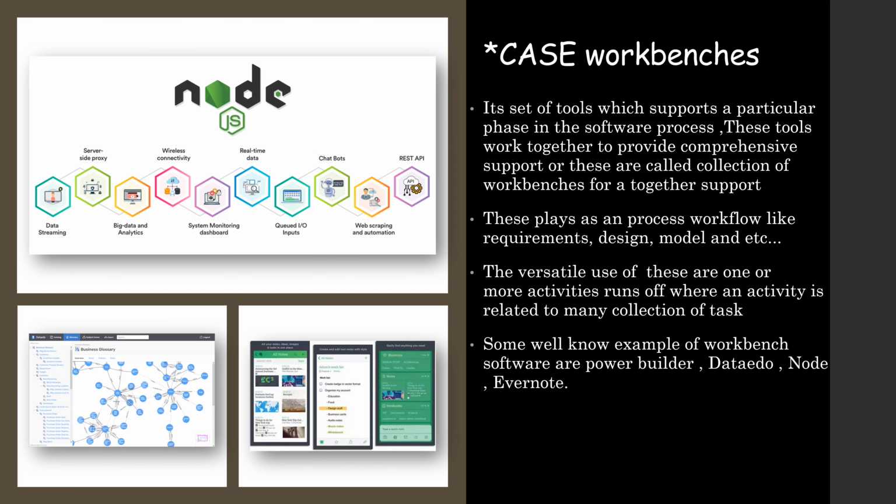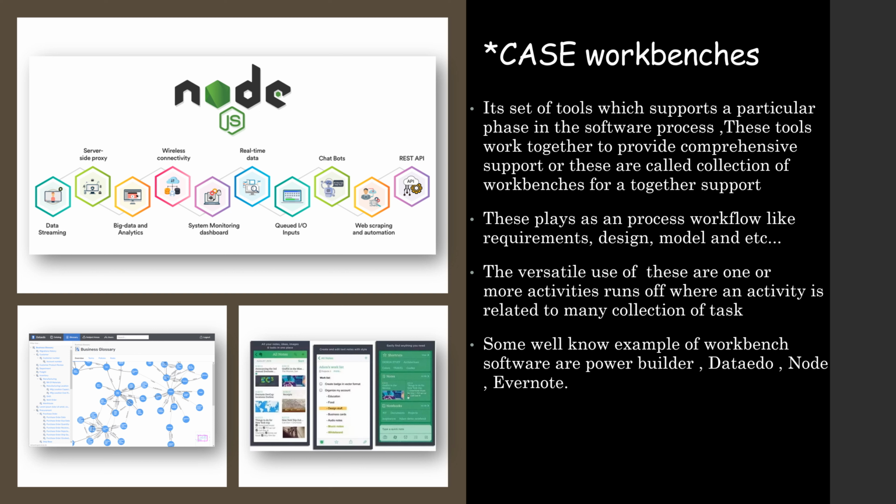Now, following from real tools, we are going to talk about case workbenches, the second category of case tools. A workbench is a set of information for a particular software process. These kinds of tools work together to form a supportive collection of workbenches. This plays a major role in workflow, like requirements and design models, etc. It is versatile, and it relates to a collection of many tasks we can do with it.